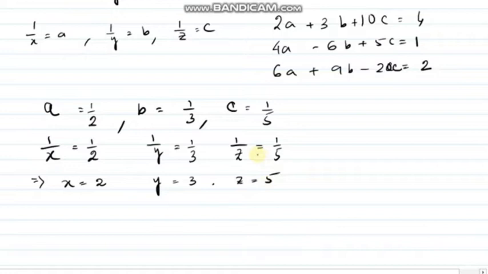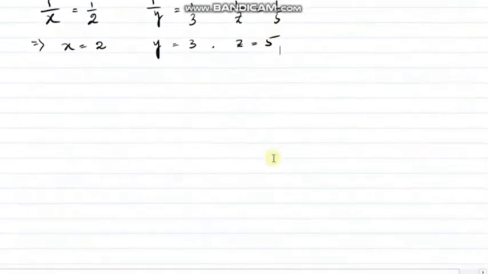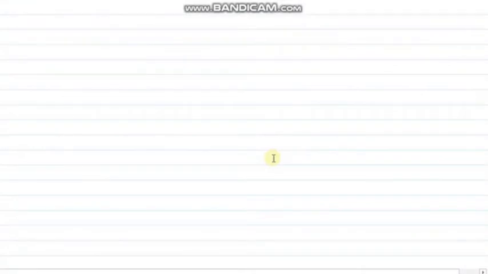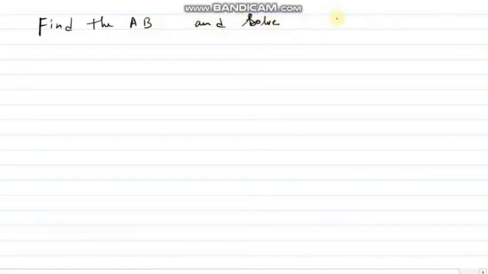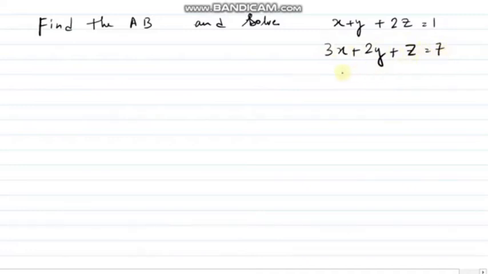If there is any problem, please let me know in the comment section so that I can solve it for you. One more sum, if I try to solve this type. Whatever type we have here, I am just going to discuss. First, find AB and hence solve the equations x plus y plus 2z equals 1, 3x plus 2y plus z equals 7 and 2x plus y plus 3z equals 2.